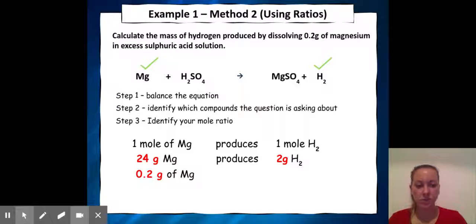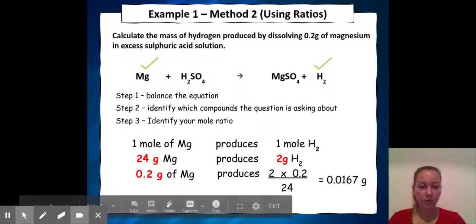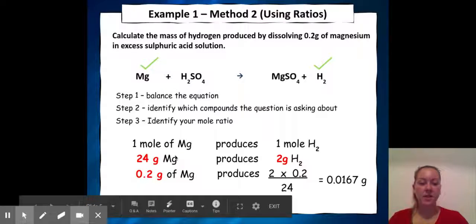So if we scale down to 0.2, we can then work out how much hydrogen is produced on the other side. And the way to do that is to multiply your corners, so multiply the 2 and the 0.2 together, and divide by the number that's left. So multiply your diagonals and divide by the corner that's left. So that will be 2 times 0.2, and whatever the answer to that is, divide it by 24. You end up with 0.0167 grams. The reason that is different to the previous answer is because we've just rounded this to 24 here. It should be 24.3 or 24.5.